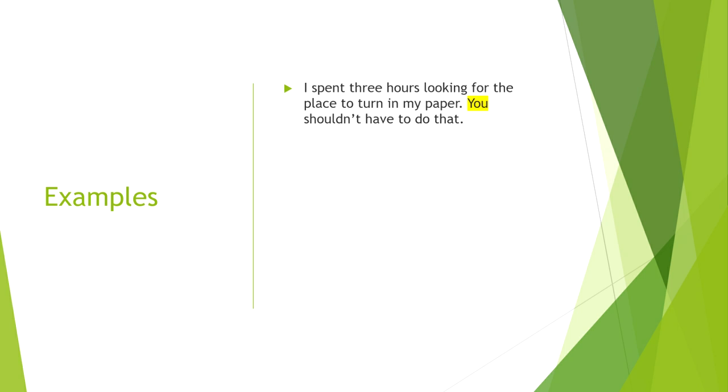So the first one, I spent 3 hours looking for the place to turn in my paper. You shouldn't have to do that. That's an example of the vague you that people sometimes use, and it really doesn't refer to anything specific. It doesn't have a specific antecedent. What is probably meant here is something along the lines of I shouldn't have to do that, or people in general shouldn't have to do that, which you is not the proper pronoun for. So try to get rid of that habit of using that vague you that has no clear antecedent.